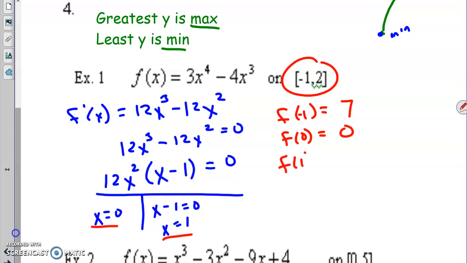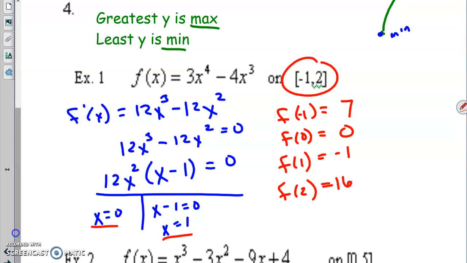F of 1. There's one end. I'm sorry. There's the other critical number. We already did an end point. We already did one critical. 3 minus 4 is -1. And F of 2. 2 to the 4th times 3 minus 2 cubed times 4 is 16.